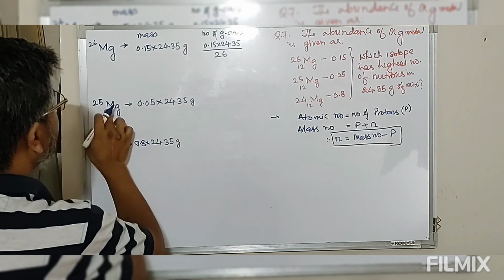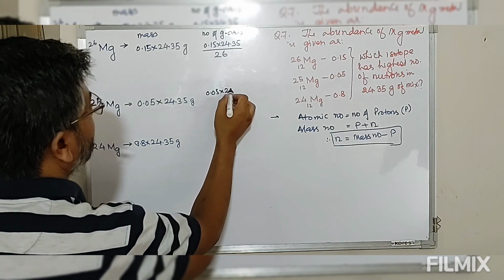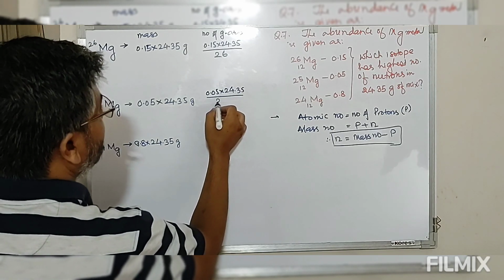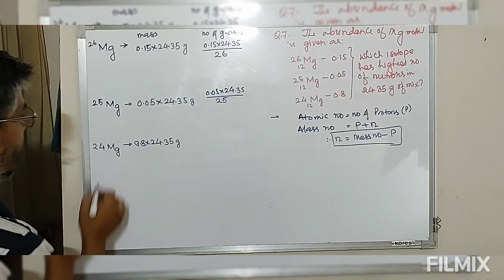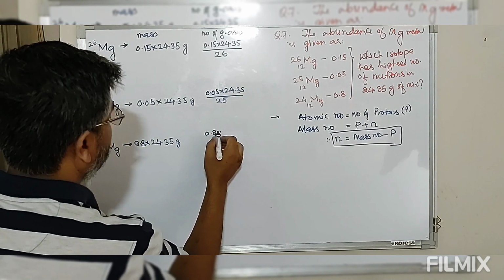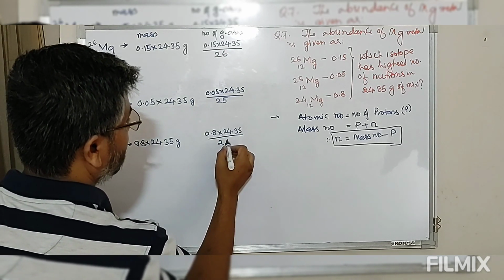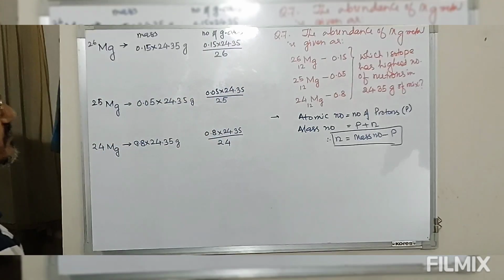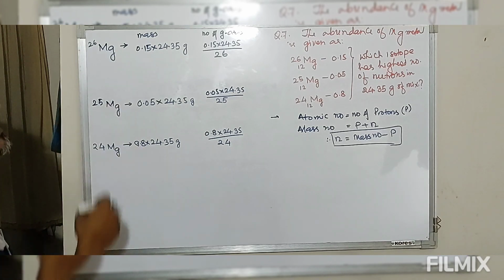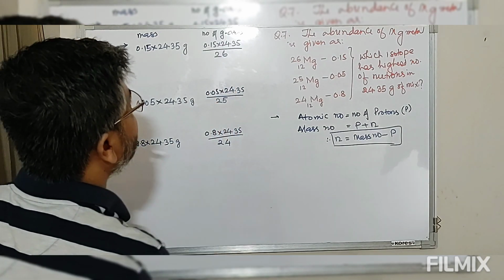Similarly, the number of gram atoms of 25 will be 0.05 into 24.35 divided by 25. The number of gram atoms of isotope 24 will be 0.8 into 24.35 divided by 24. So these are the numbers of gram atoms. Once we have the number of gram atoms, we can easily find the number of atoms.